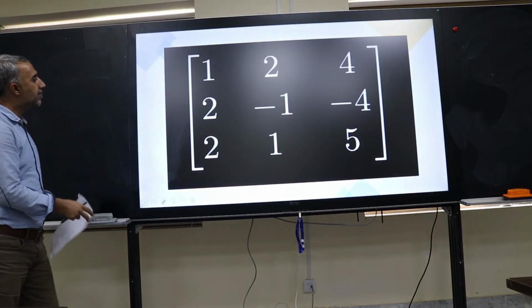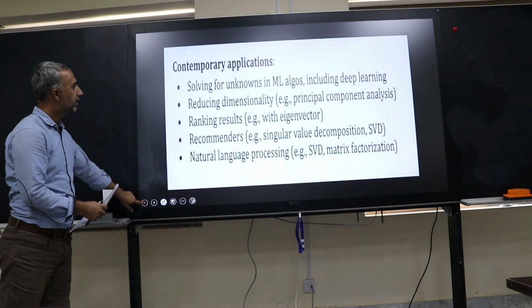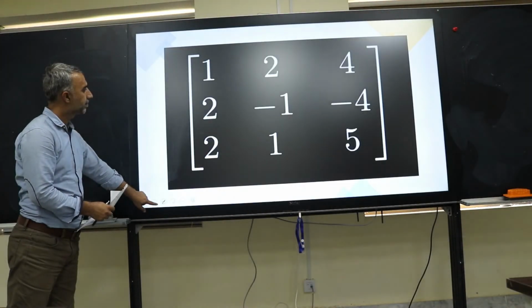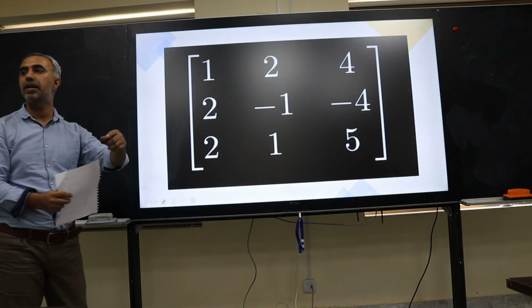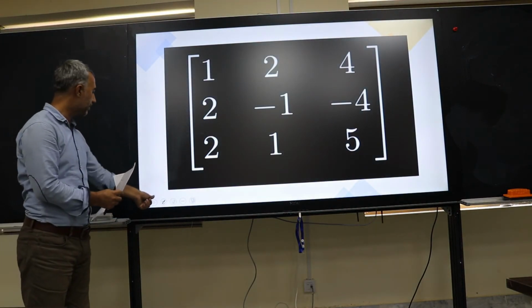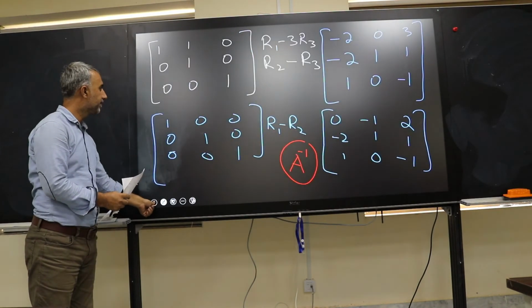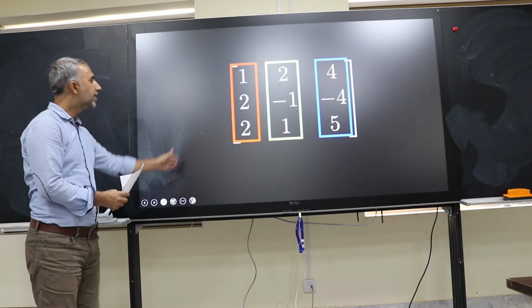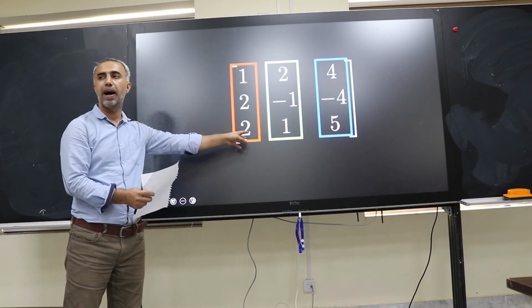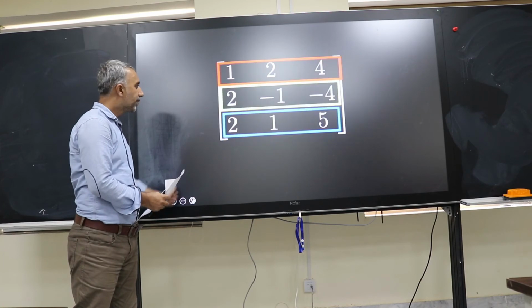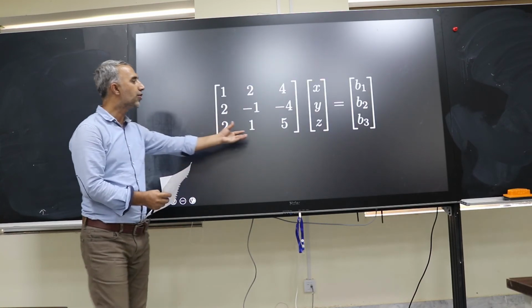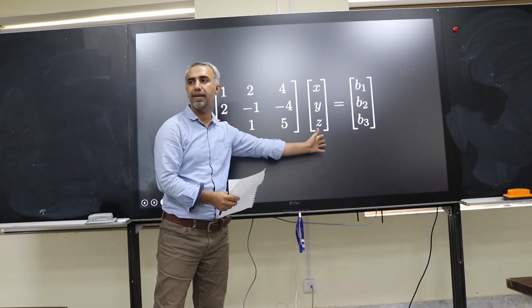Okay, see this matrix. Let me explain the process in a very simple format. These are the columns of this matrix, and these are the rows of this matrix. Of course, you need to determine the solution set.